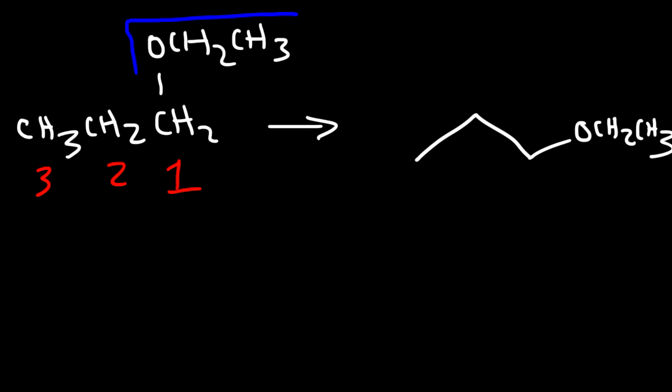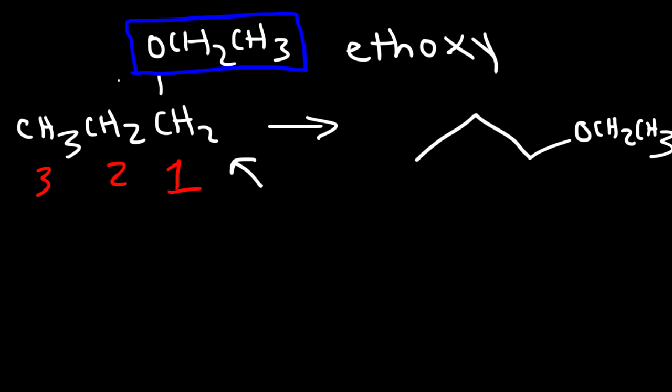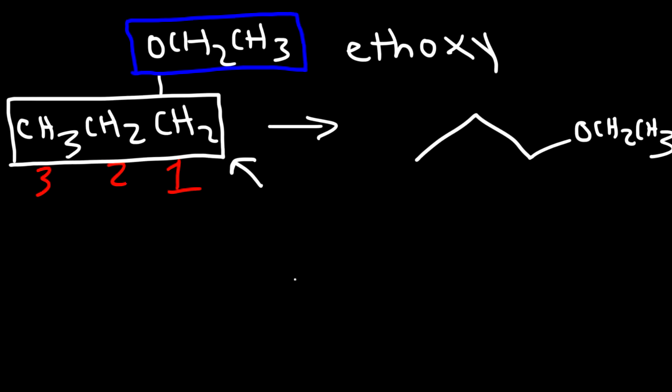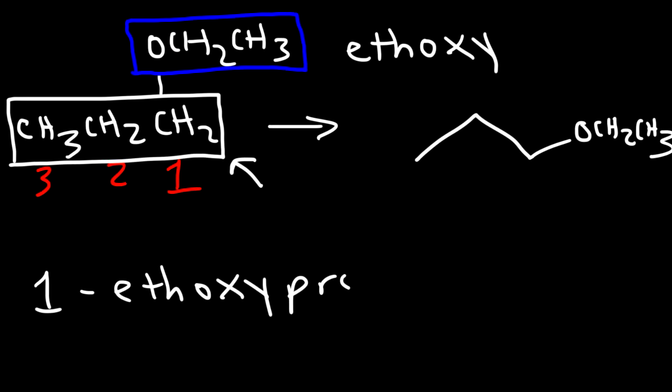So this right here is called an ethoxy group. So instead of a methoxy, it's ethoxy, since we have 2 carbons in that substituent group. And we're still dealing with an ether. Now it's located on carbon 1, and the longest chain is a 3-carbon chain, which is going to be called propane. So to put it together, it's going to be called 1-ethoxy propane. And so that's how you can name that particular ether.